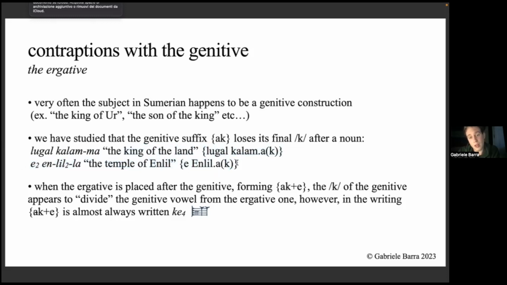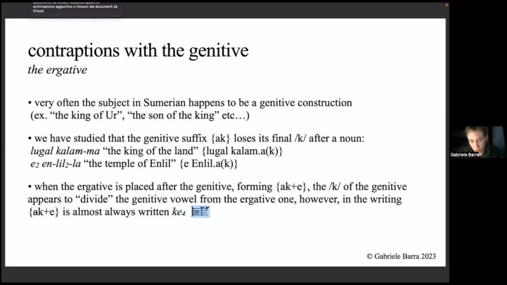However, if this sentence were to be the subject of the sentence, so if the house of Enlil was the subject, or the king of Ur was the subject, then we would have the genitive and then the ergative. In which case, the k would be written to basically divide the genitive case from the ergative. And the a instead would get elided. So it very much often appears as k, which is again k from the genitive and e from the ergative case. And this is how it looks.